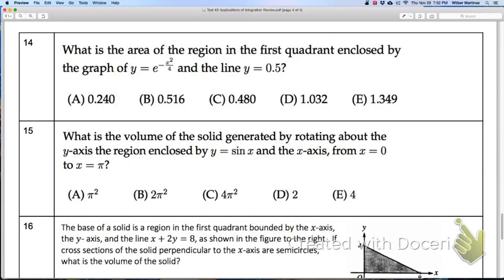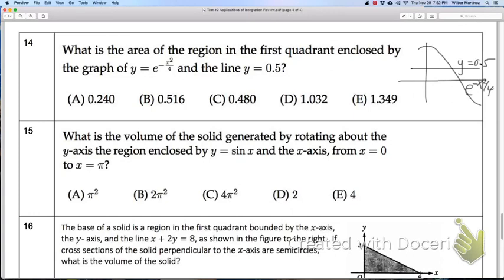When I do that, I get a nice clear picture of this function, and it looks like this. So this is the function e to the negative x squared over 4, and this line right here is the function y equals 1/2.